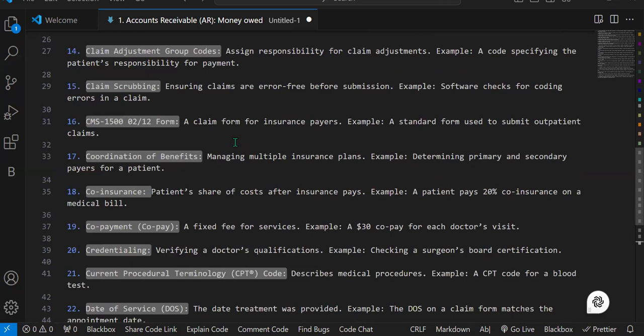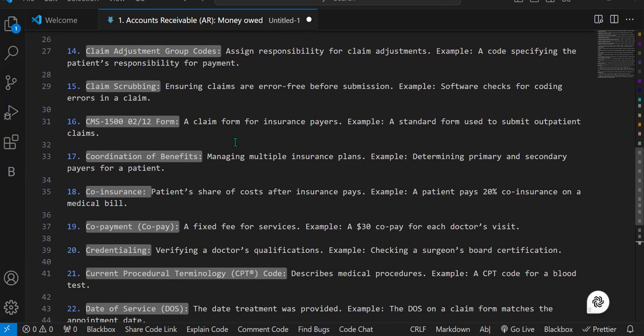Co-insurance: the patient's share of cost after insurance pays. What is co-insurance? Co-insurance means, for example, the patient takes a plan in the healthcare insurance company in such a way that 20% is, for example, we have 100% of coverage. In that, 20% the patient has to pay to the hospital, and the remaining 80% will be covered by the insurance company. So that is co-insurance: the patient's share of cost after insurance pays. A patient pays 20% co-insurance on a medical bill.